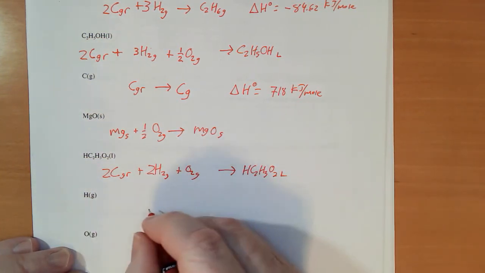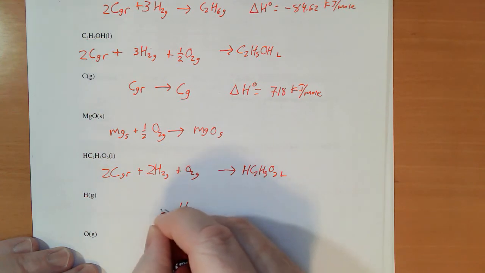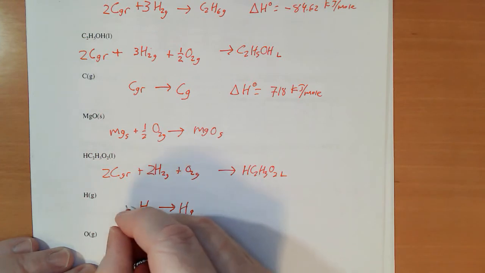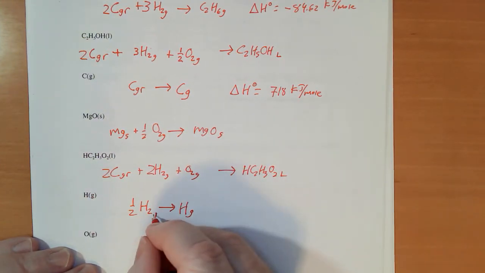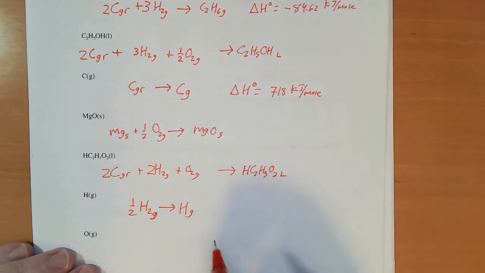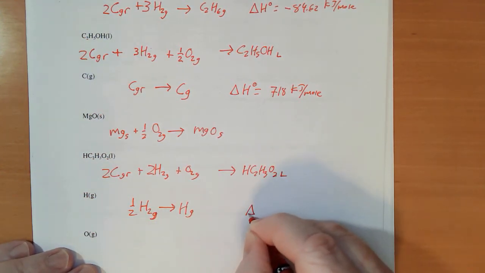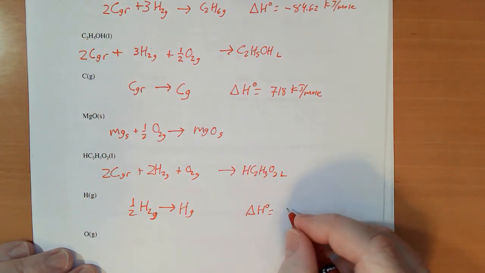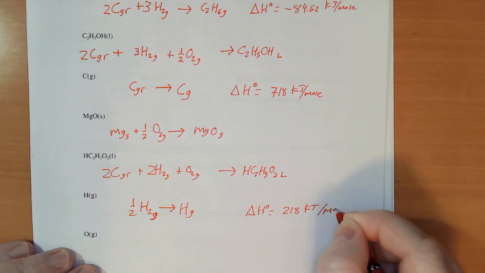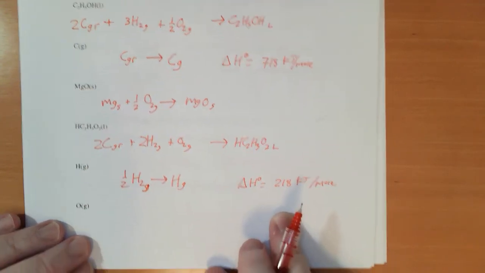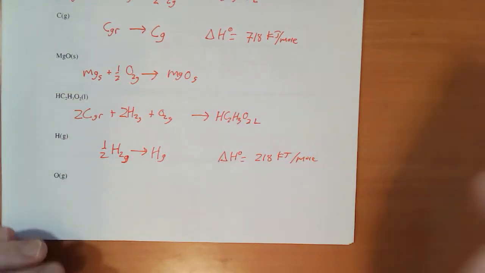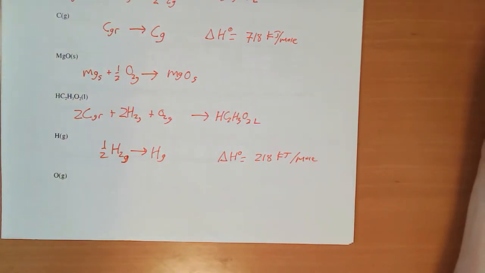Now, for H gas, the natural state is H2 gas, so I would actually balance that with a 1/2 in front. Okay? Now, that's breaking a bond. That's actually called a bond energy. And I do remember that this one is about 218 kilojoules per mole. So again, it's got to be endothermic because energy is going in and the delta H value will be a positive number.